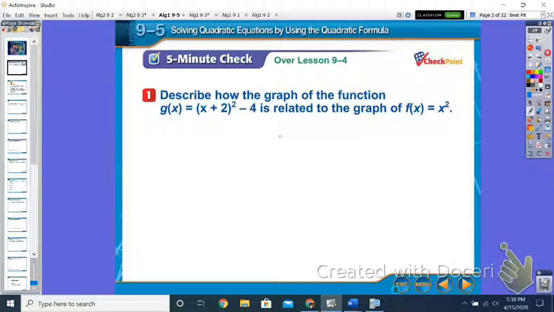But in any case, here's your bell ringer. Looks like the stuff we've been working on the past couple of days on Monday and Tuesday, so give it a quick try. All right, the answer to this one should have been left 2 and down 4.